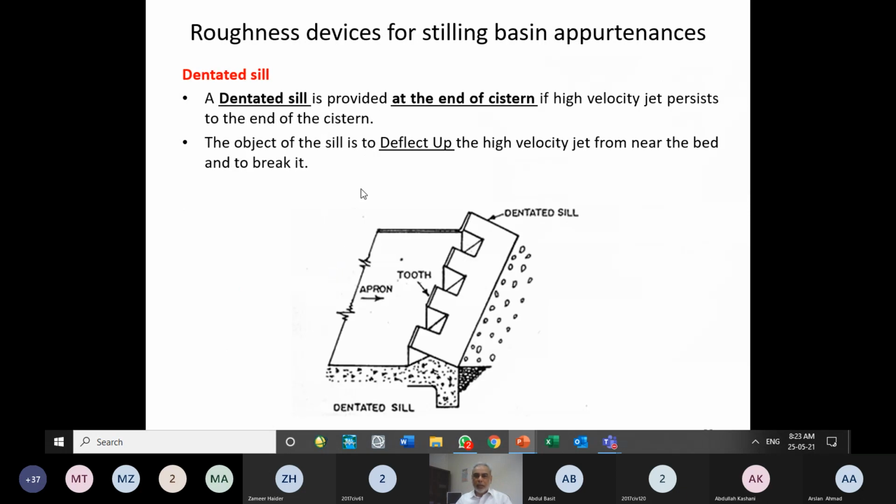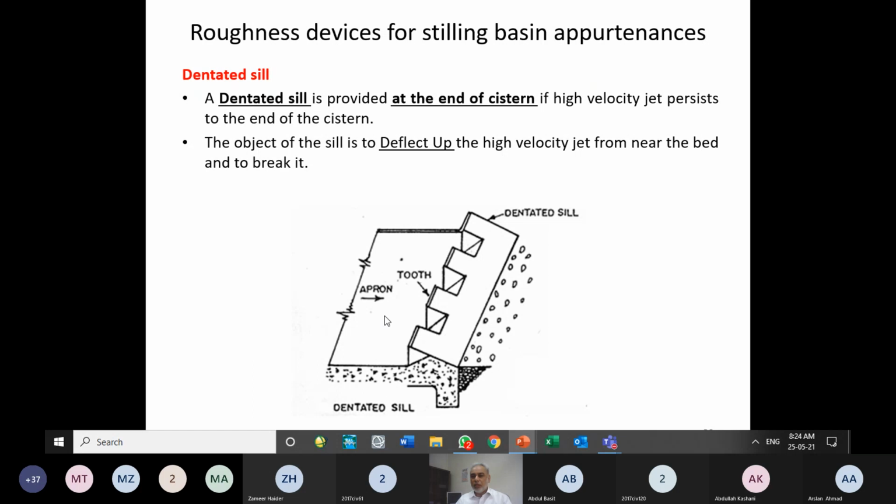Dentated sill, I have already explained. It deflects part of the water into the air and part of the water goes through. So this part of the sill will work like a deflector, and this part will work like a small weir. So vertically, water will be separated into two sheets of water, and over here, more turbulence will be created, and it will cause dissipation of the energy. So this is provided at the end of the system if a high velocity jet persists.